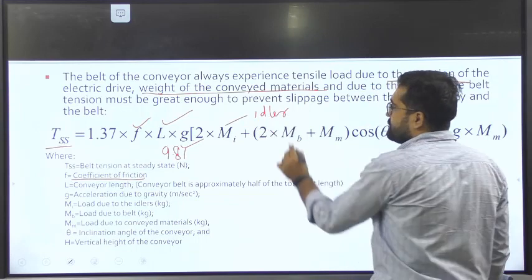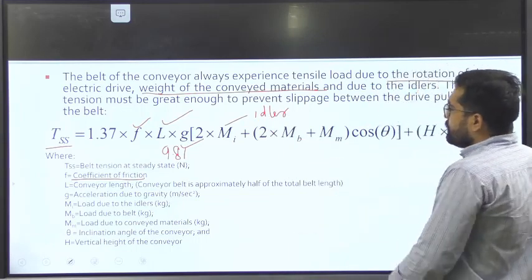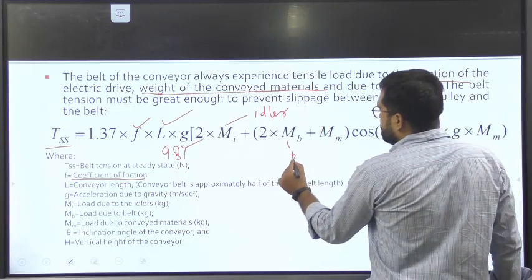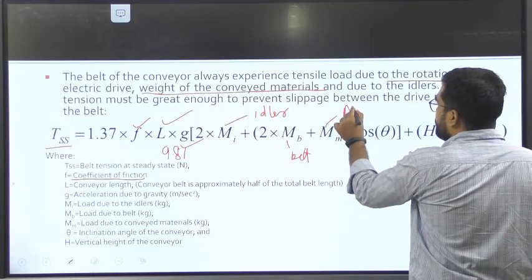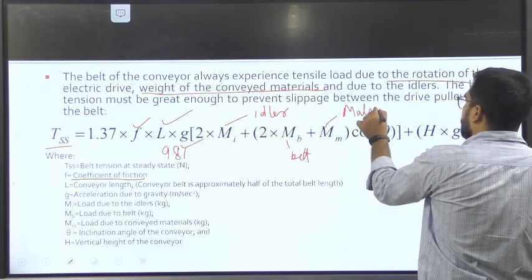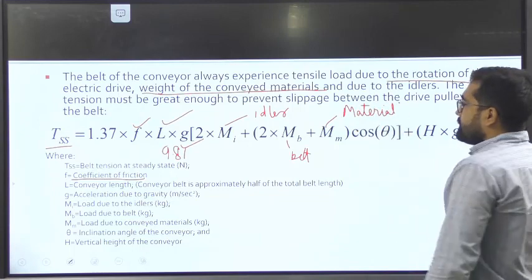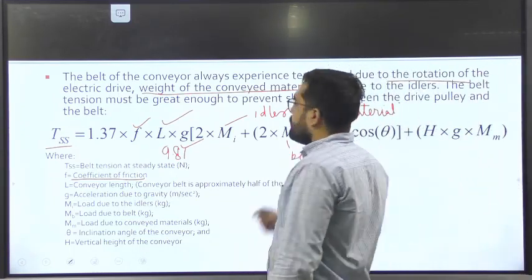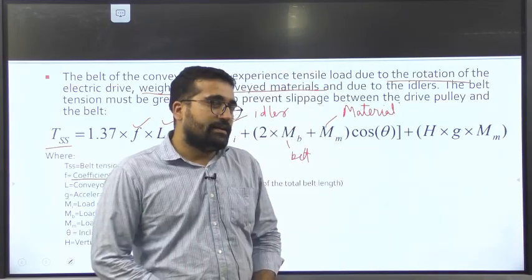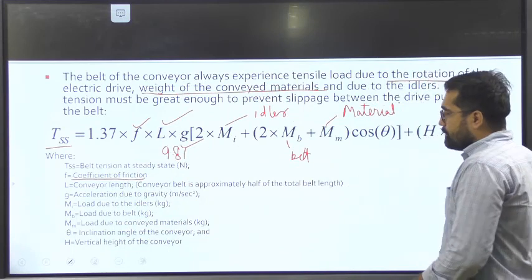Idler load. Okay, Mb will be the load due to belt. What is the weight of the belt? And this is the weight of the material. Then H is the vertical height to which we are going to take the material. So this formula will give you the tension in the belt.